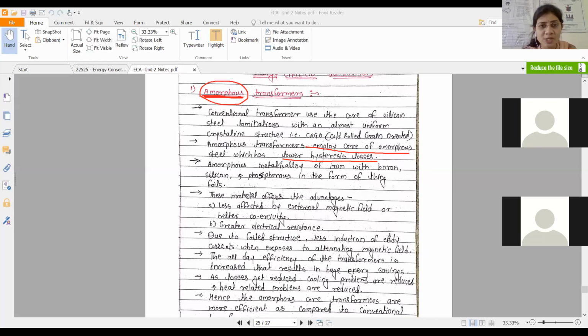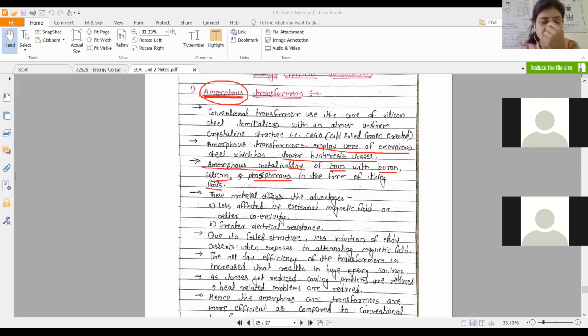So for the formation of amorphous material or amorphous metal, the alloy is of iron with the boron material, after that silicon and phosphor material. So all these materials are combined while manufacturing the amorphous metal. Okay, तर in short, this amorphous metal is the alloy of, or the combination of, iron with the boron, silicon and phosphorus in the form of thin foil.